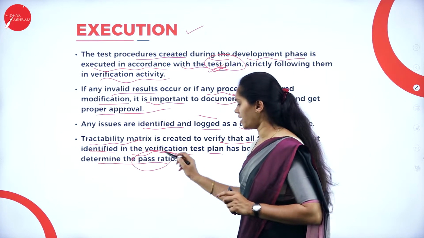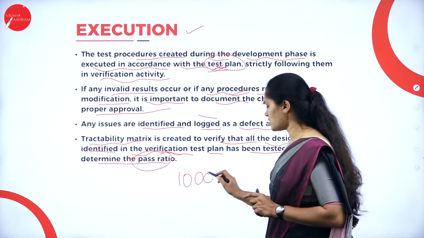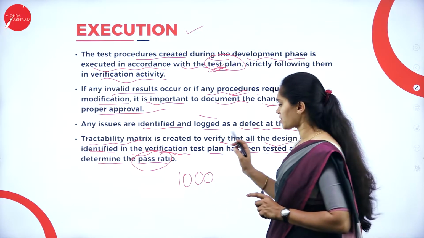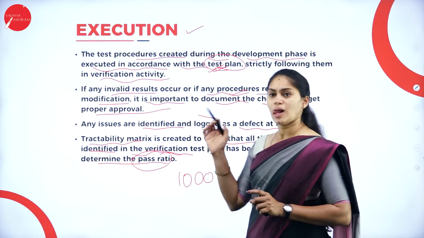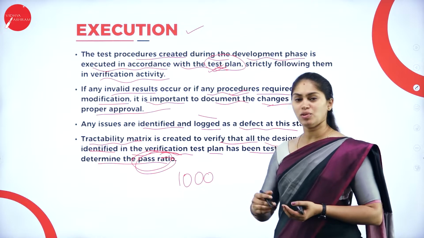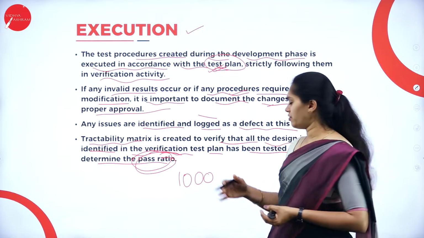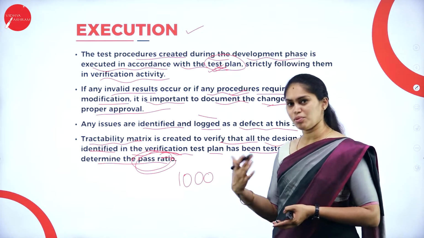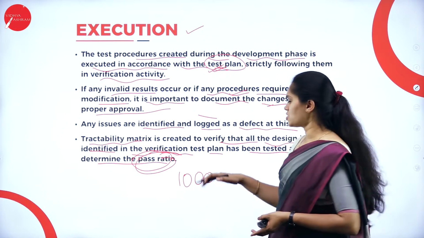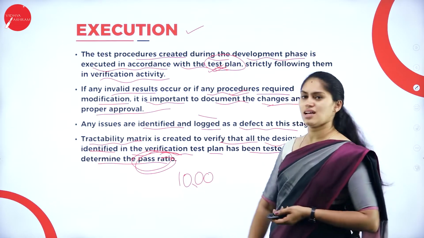So if I have 100 inputs, what is the result? If I have 1000 inputs, what is the result? I need to test for the passing ratio, or pass ratio. If I have 100 inputs, how efficient is it at producing the output? If it is 10,000 inputs, what is its potential? That is regarding the pass ratio, which needs to be verified in this execution.